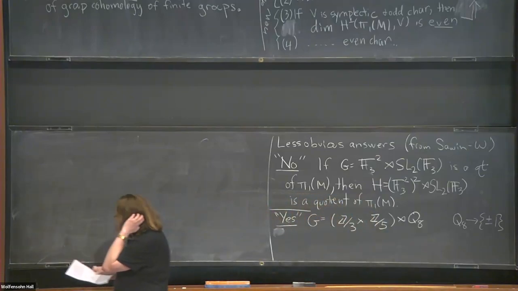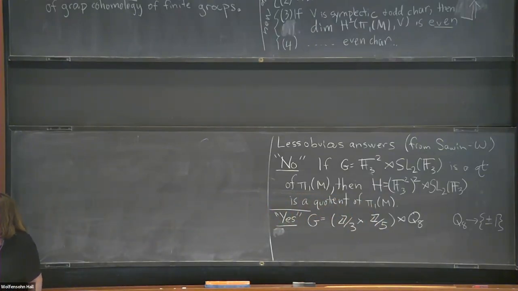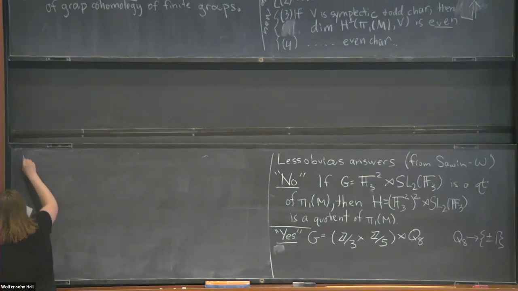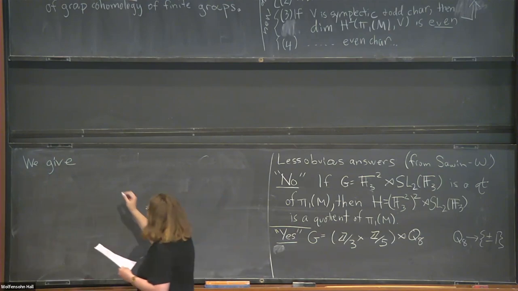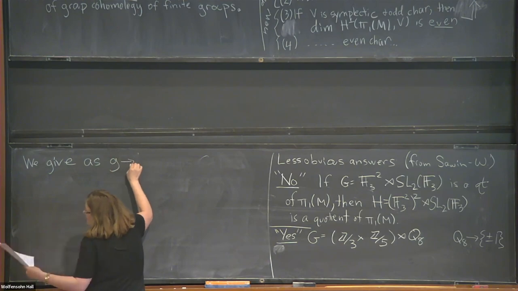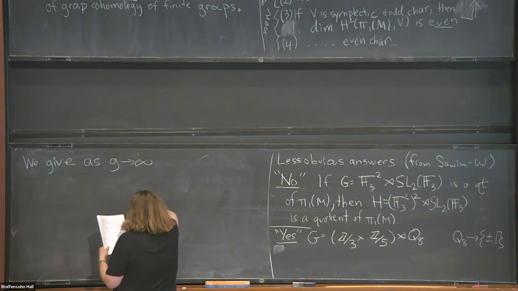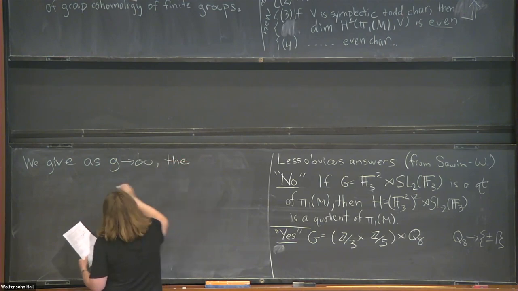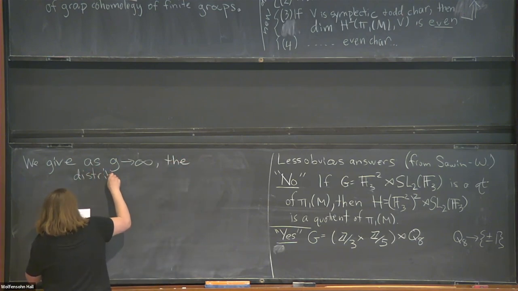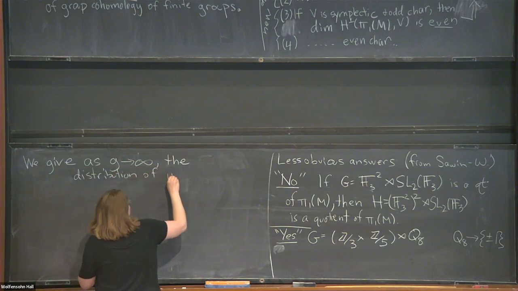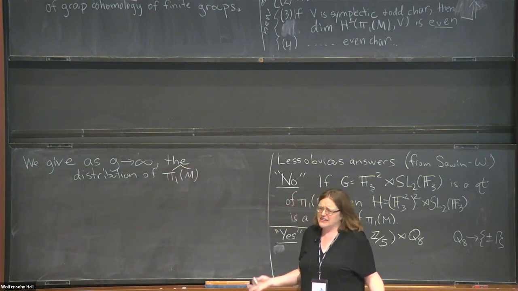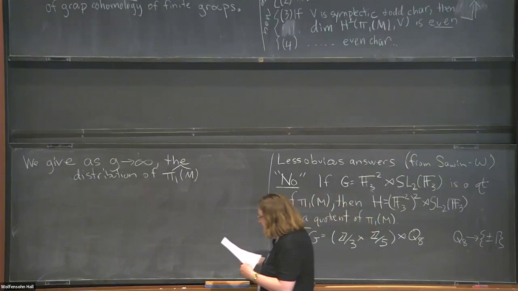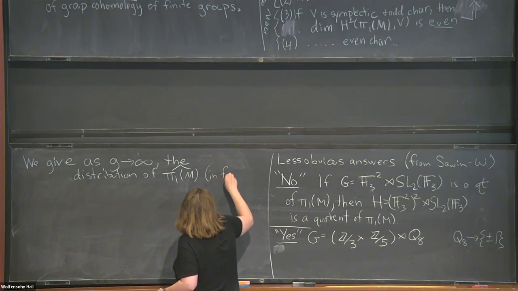So this gives a way to produce random three manifolds, and all of the three manifolds. And what we actually show is, as the genus of the handlebodies goes to infinity, the distribution of the profinite completions of the three manifold groups, so basically the data of what finite groups it has as quotients and not. And we give that in formulas.